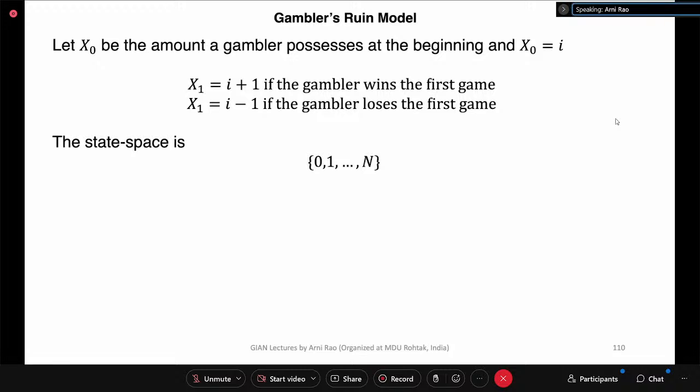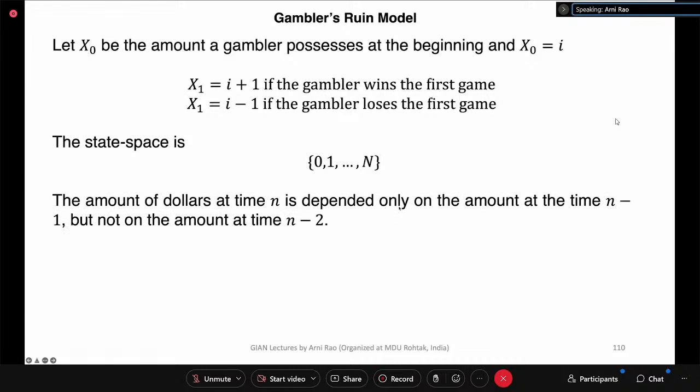So the state space is 0 to n. Then 0 also, where the gambler loses all the money: 0 rupees, 1 rupee, 2 rupees, and so on. Initial amount, you see, x0 is the amount the gambler possesses at the beginning. It could be any, but obviously not 0, because you cannot play the game. And obviously not n, because with n rupees the gambler has to leave the center. So in between 1 to n-1.